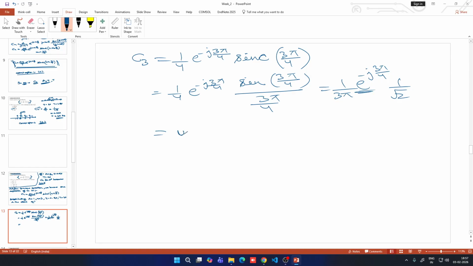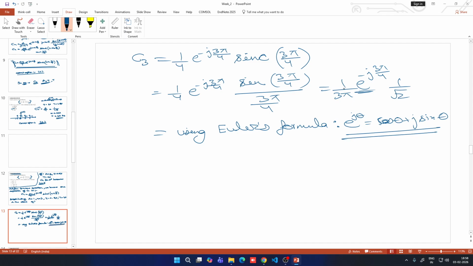So using Euler's identity or Euler's formula, we know that we can write e to the power j theta as cos theta plus j sin theta. I hope everybody remembers this. Now I'm using this here.